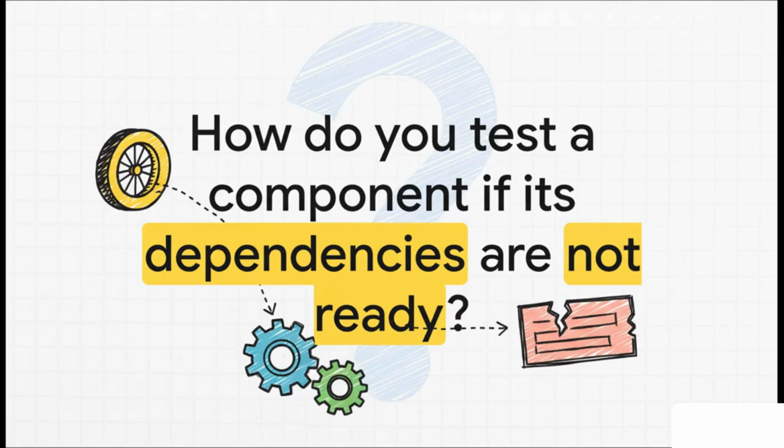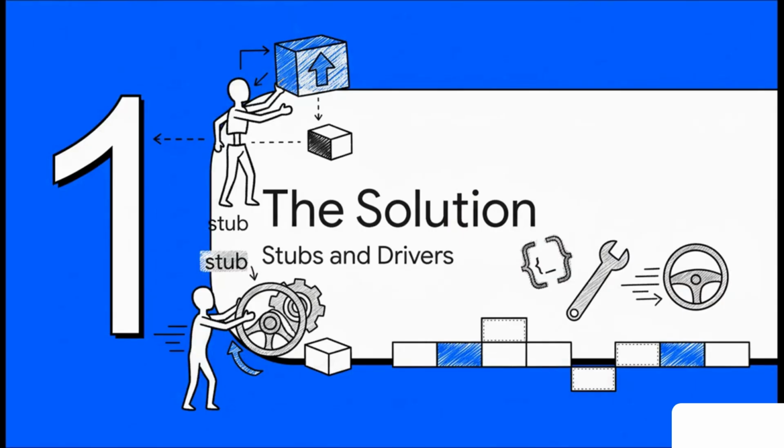But this is where things get a little tricky. It brings up a really important question. What happens when you need to test one piece of code, but it depends on another piece of code that, well, it hasn't been built yet, right? How can you possibly test the wheel if the axle isn't there? Well, the answer lies in a couple of really clever tools. They're basically temporary stand-ins, and we call them stubs and drivers.